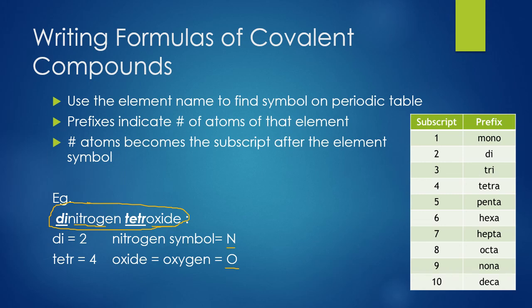So now that we have the chemical symbols, we just need to put them together with the prefixes involved. What the prefixes are going to tell us is how many atoms of that element are present in the chemical formula. The prefix di in front of nitrogen tells me there are 2 nitrogens. The prefix tetra in front of oxide tells me there are 4 oxygens. So putting that together, we get N2O4.